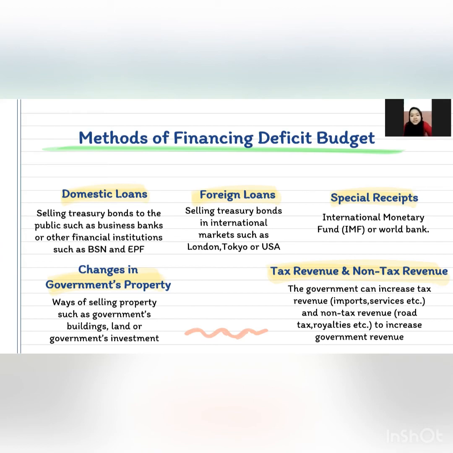For special receipts, it is known as the International Monetary Fund or IMF, or World Bank, but this contribution is very small. The fourth is changes in government's property, which means selling property such as government's buildings, land, and government investment. And the last is tax revenue and non-tax revenue. The government can increase tax revenue such as imports, service, and others, and non-tax revenue like road tax, royalty, and others to increase government revenue.